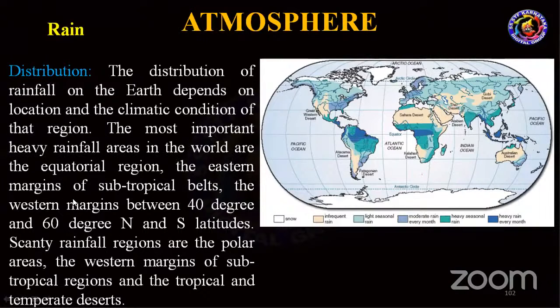The eastern margin of the subtropical belts. Subtropical belts, you studied that in the types of pressure belts. The western margin between 40° and 60° north and south latitudes.